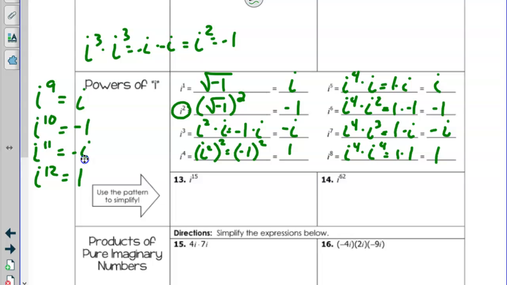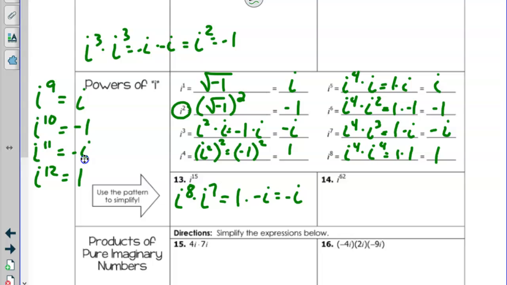So one way we could do it: we do 7 and 8, right? Yeah. So if I did i to the 8th times i to the 7th, I already know what each of those equal. What is i to the 8th? 1. i to the 7th is negative i, which would give you negative i. So there's a mathematical way to do it. And then there's the pattern.